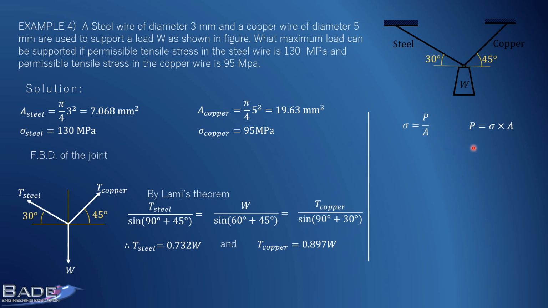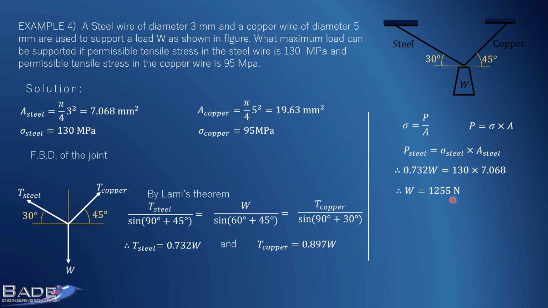Okay, let's proceed. So P is equal to sigma into A. In this case, we want to find safe load. So you must know what is safe stress. So safe stress into the area, that is safe load on the wire. So safe load on steel is safe stress on steel into cross-sectional area of steel. So we have substituted value of load on steel as 0.732 W. And safe stress in steel is, watch here, 130 megapascal. So substitute the values and you have found out load W, and it is 1255 Newton.